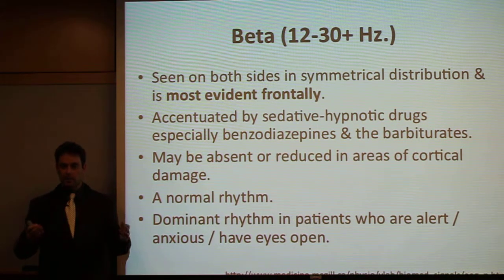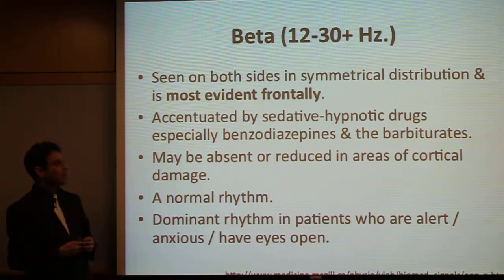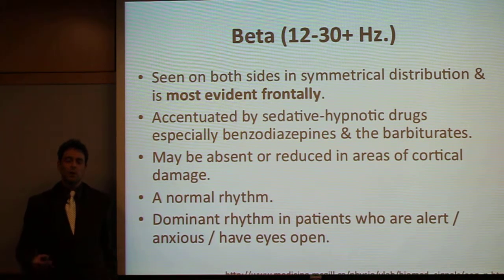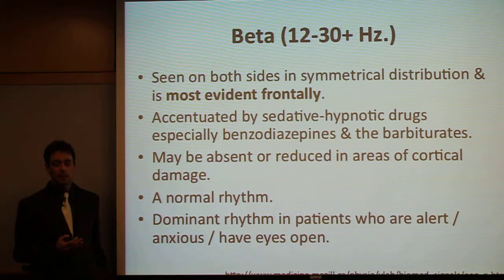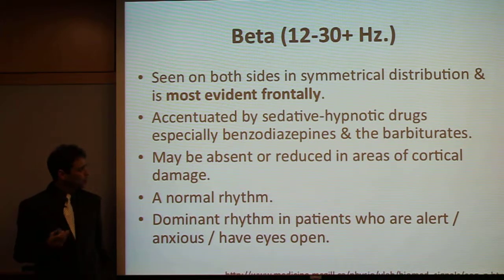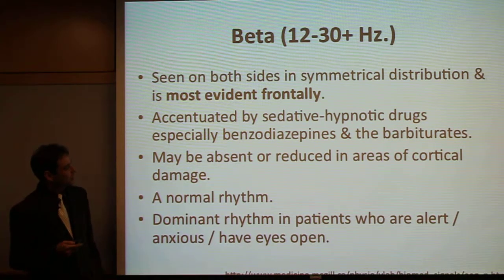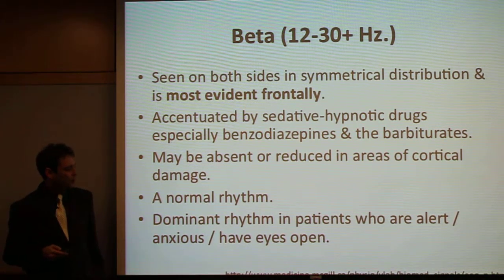Talking about the waves with a bit more detail, beta waves are typically thought about as being between about 12 and 30 hertz, or maybe as high as 37 or 38 hertz. And sometimes is subdivided into slow beta waves and fast beta waves, where the slow beta waves are between 12 and 20 hertz. Interestingly, beta is most evident in frontal montages, which is helpful for brain monitoring in the operating room or the intensive care unit, where we frequently use a frontal montage. Beta is a normal rhythm and is the dominant rhythm in patients who are alert, anxious, or who have their eyes open.